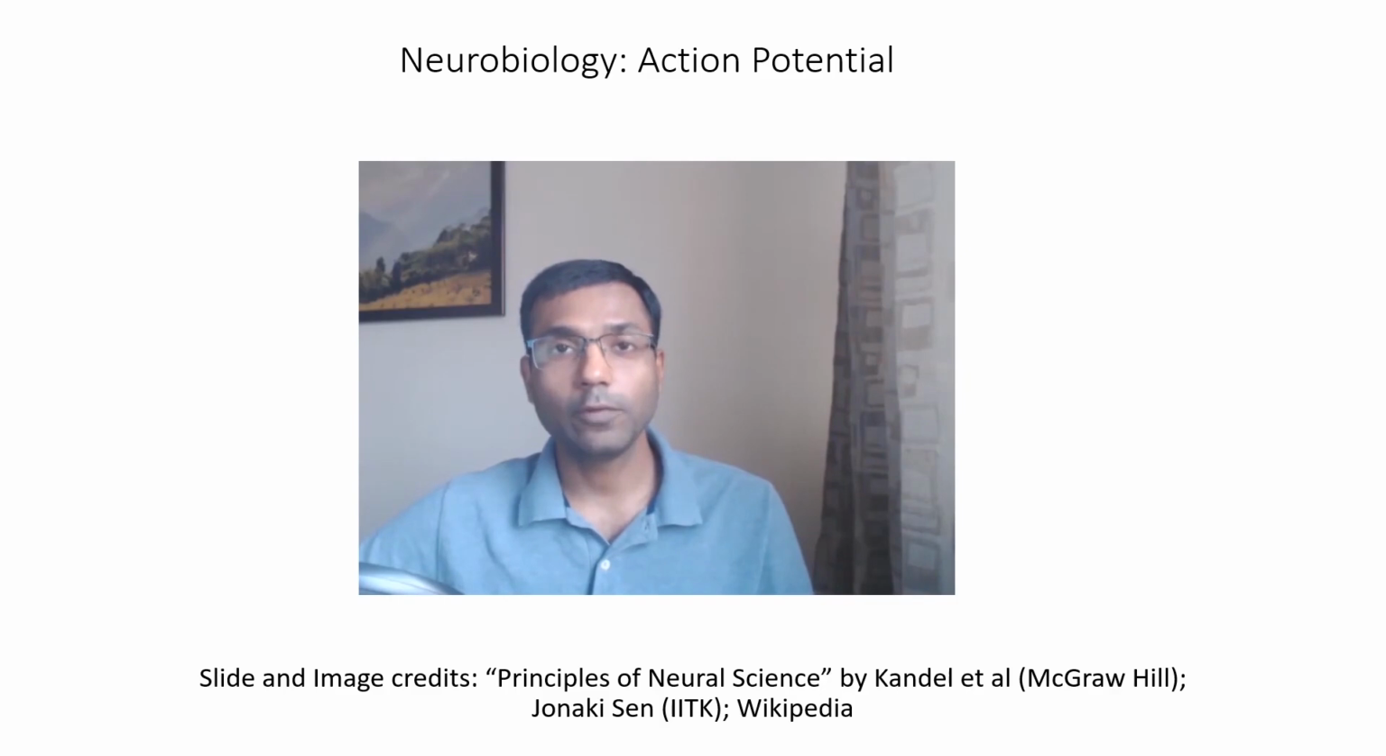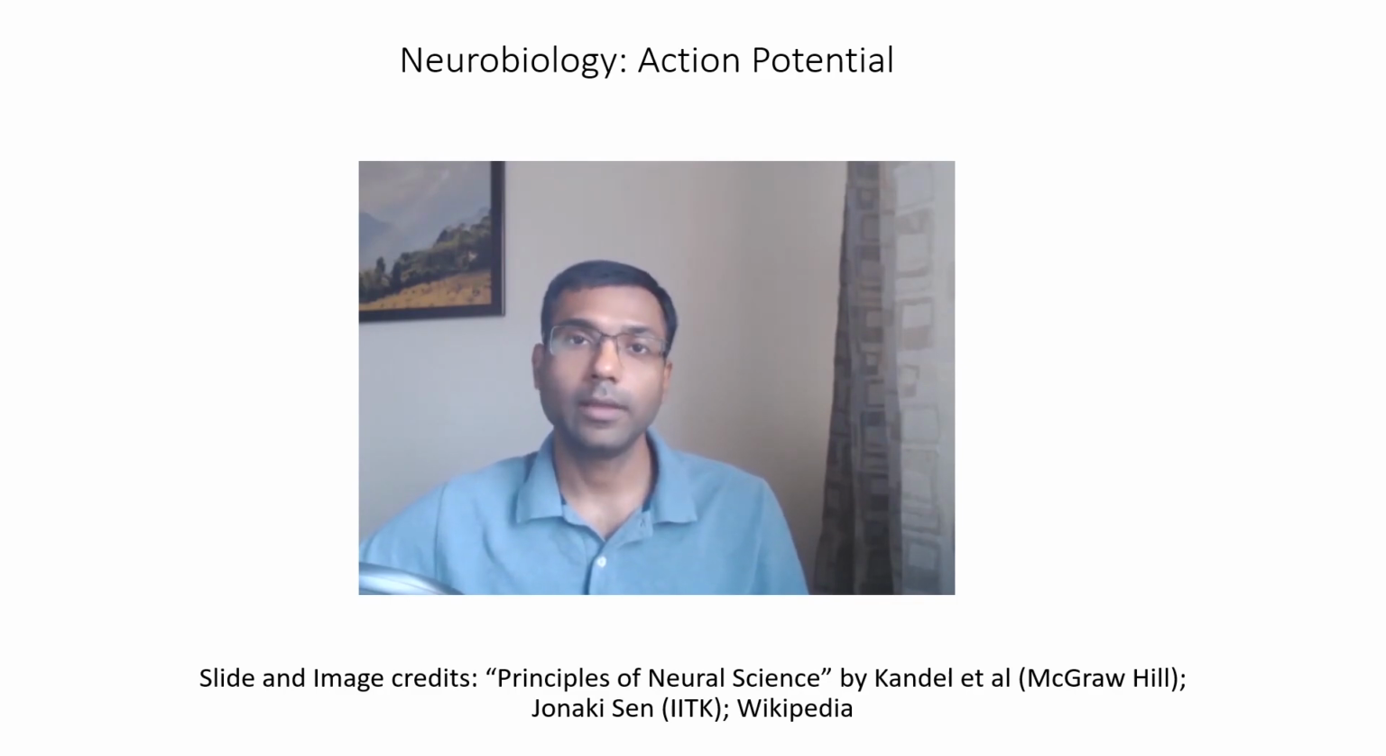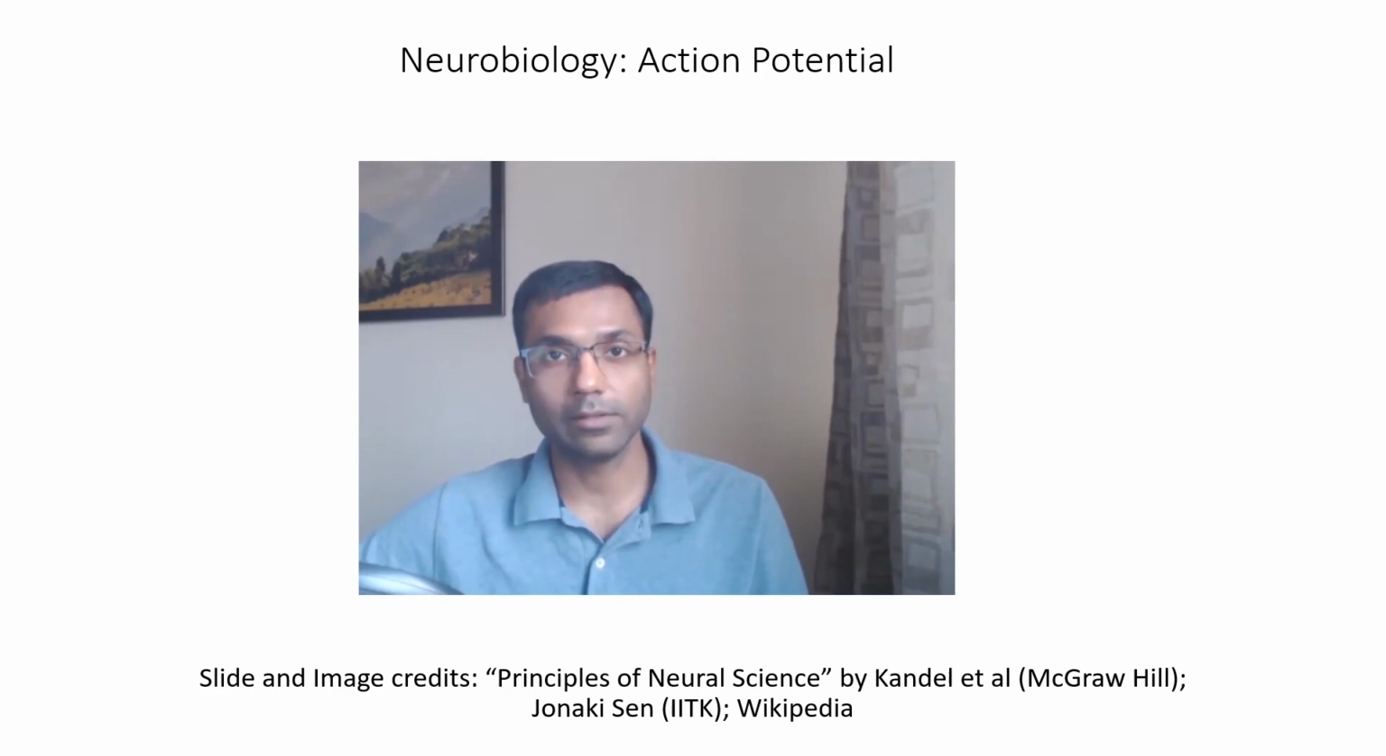In the last video, we looked at the technique of voltage clamp. We saw how it can be used to fix the voltage of a neuron at a particular value. And we also saw how chemicals such as tetrodotoxin can be used to block specific types of ion channels. So tetrodotoxin, for example, blocks the voltage-gated sodium channels. And similarly, there are other chemicals that can block other types of ion channels like the potassium channels.